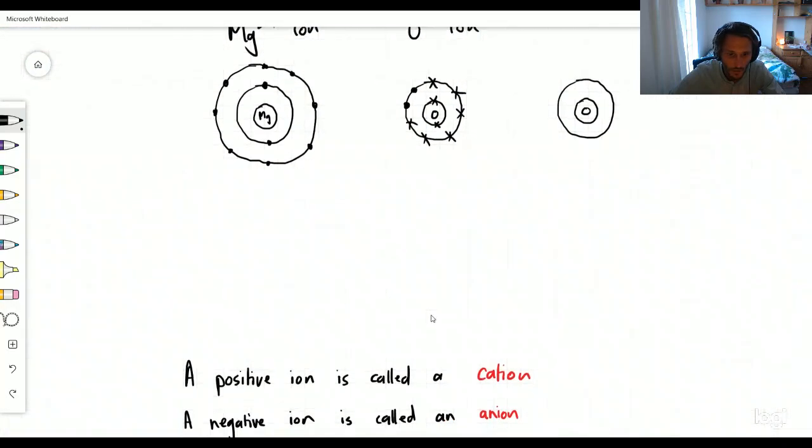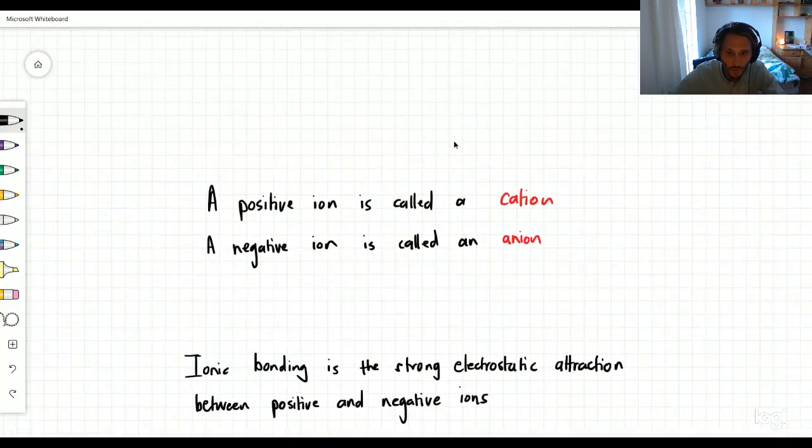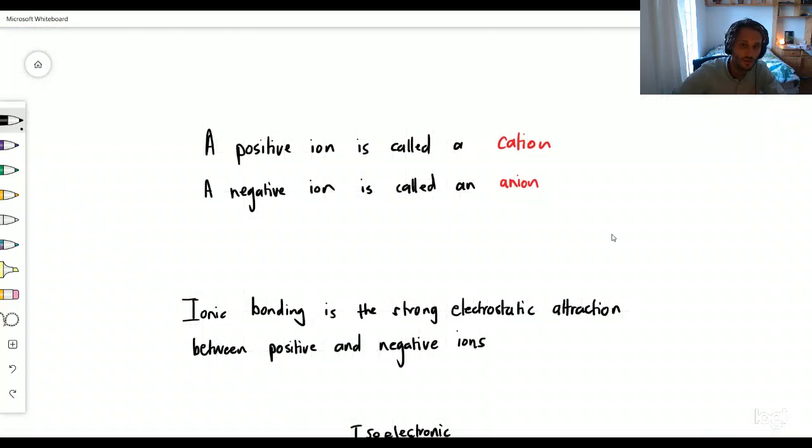One other point I really want to make is that when you get a positive ion like Mg2+, it's otherwise known as a cation, and when you get a negative ion, it's called an anion. It's just something that you can go and remember. I'm sure there are some Google tips on how to remember these two things.